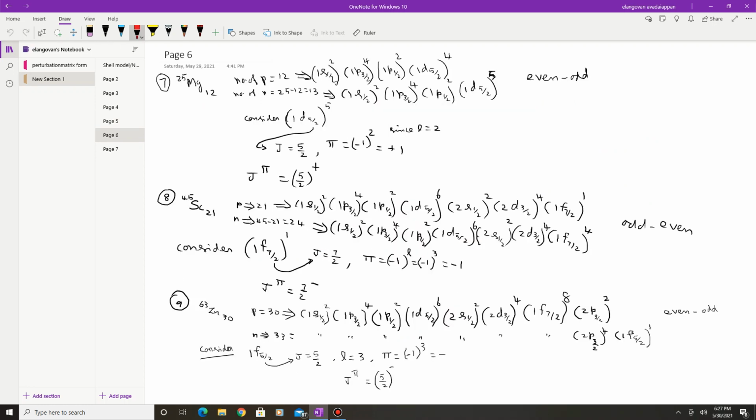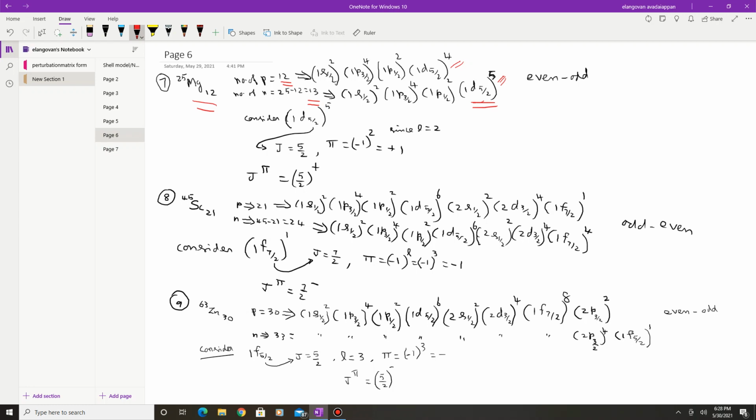Now let us take a few more examples. Magnesium 12. For magnesium, P, the total number of protons, is equal to 12, and the total number of neutrons is 13. So write down the level sequence. If you write down the level sequence, the outermost level corresponding to the proton is 1d 5/2, and the number of particles is 4. For the neutron, the outermost level is 1d 5/2, but the number is 5 here.